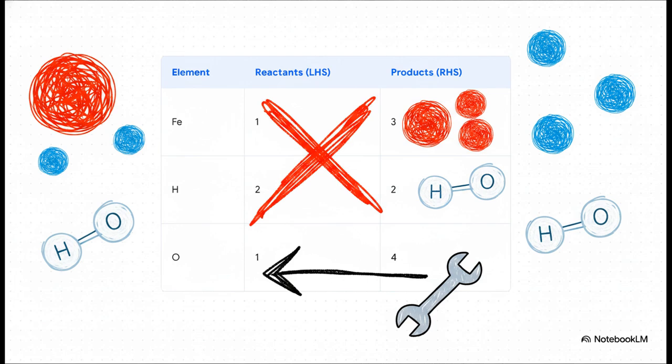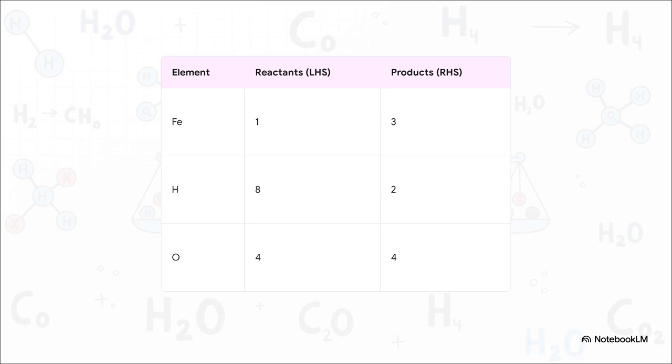The universe doesn't work that way. This is what we need to fix. Okay, a good tip is to start with the most complicated-looking molecule, which here is Fe3O4. Let's focus on the oxygen. We have 4 on the right, but only 1 on the left. To fix that, we need to put a big 4 coefficient in front of the H2O.